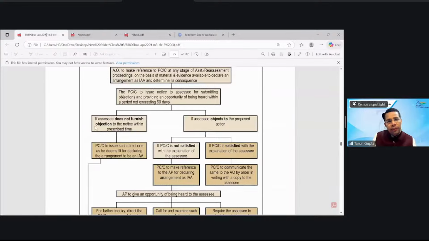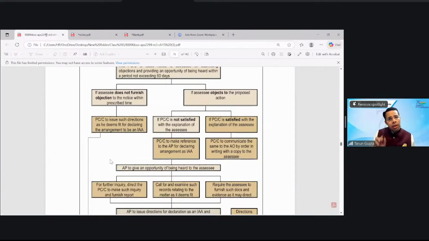But if the assessee furnishes the response and the commissioner is not satisfied, then he makes a reference of the case to the approving panel. If he is satisfied, then he communicates to the assessing officer that the reference is dismissed and the arrangement cannot be held to be IAA.